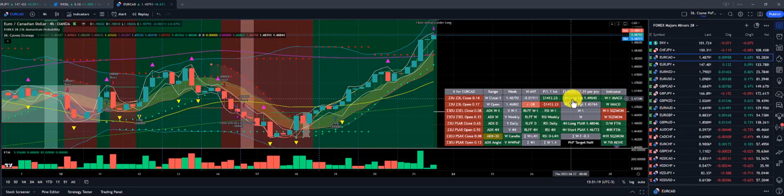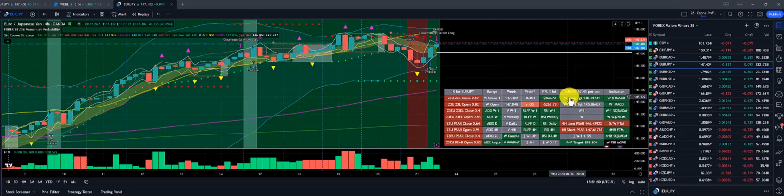Euro Canadian dollar also had an alert to the upside. And as we can see here, it went to $1,412 on a one standard lot to the upside. No target for this actual pair going forward, but all momentum is to the upside.